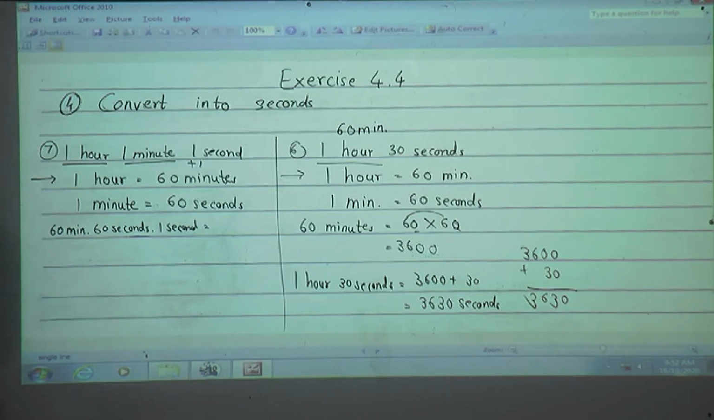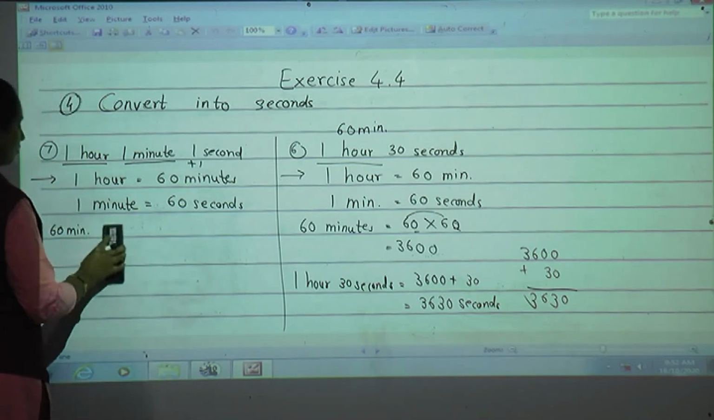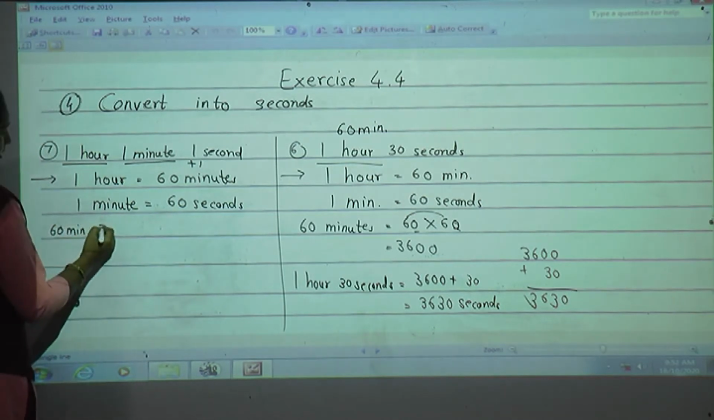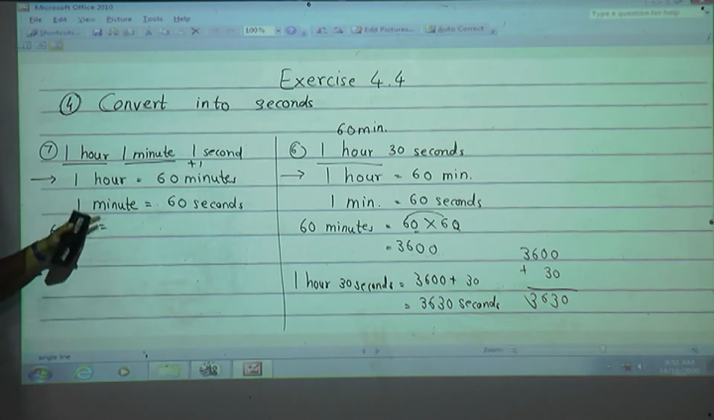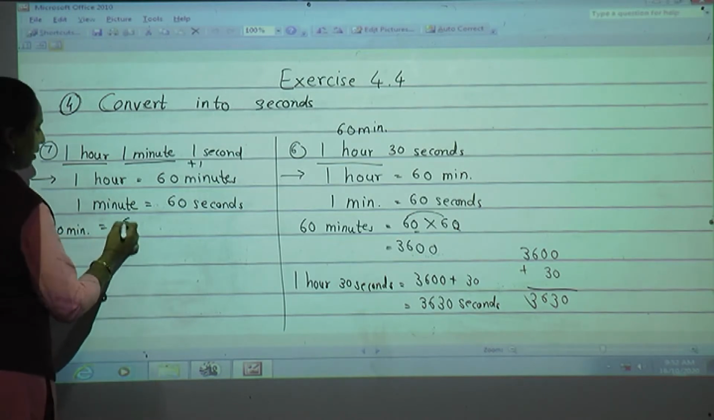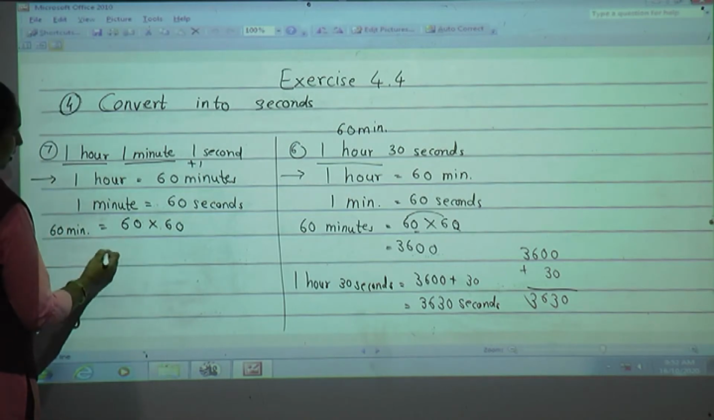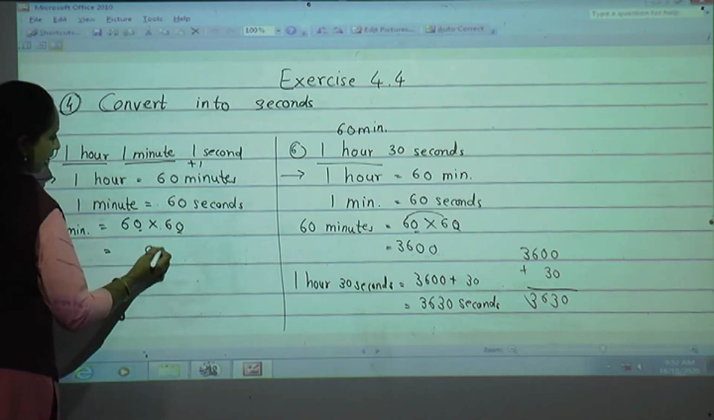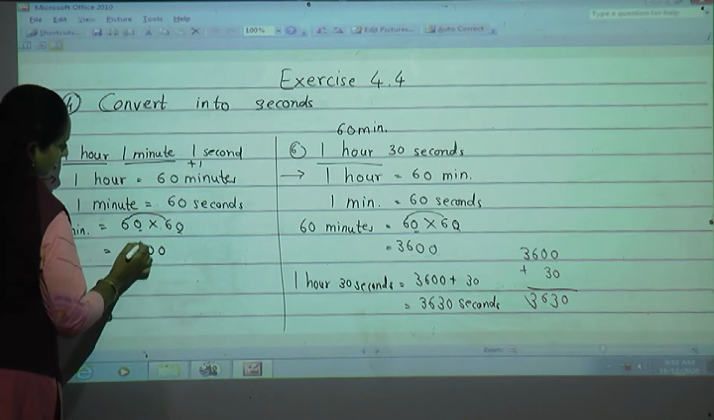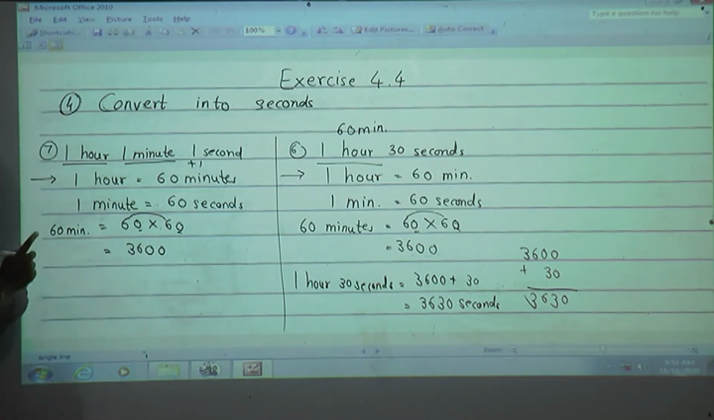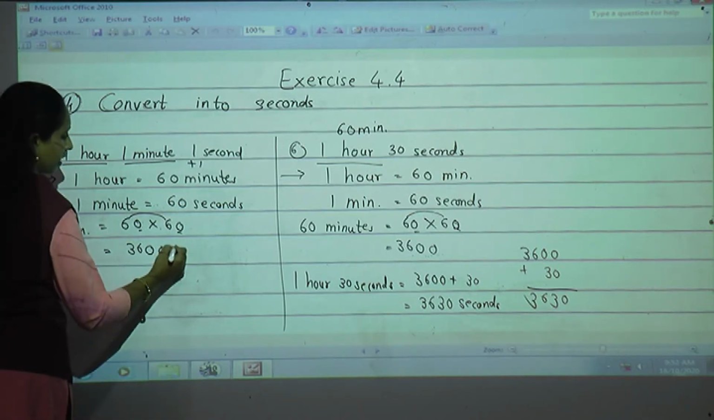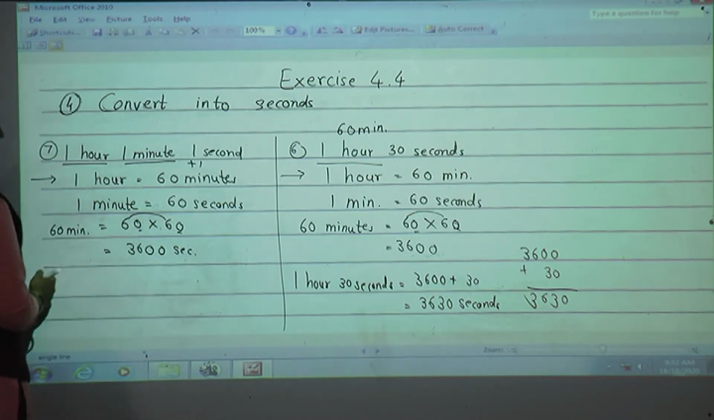So for that, see here, I'll write this later on. First 60 minutes we will convert into seconds. So when you want to convert minutes into seconds, we have to multiply by 60. 60 minutes multiplied by 60. Same 0, 0, write as it is. 6, 6 are 36. So we have converted 60 minutes is equals to 3600 seconds.